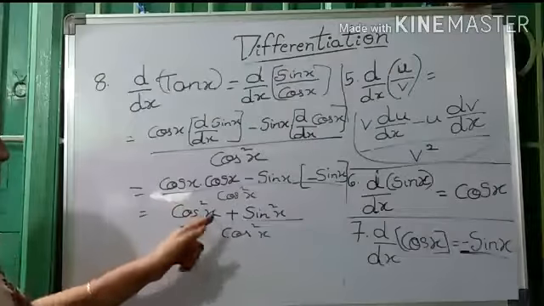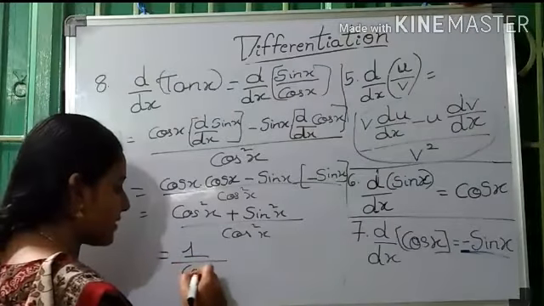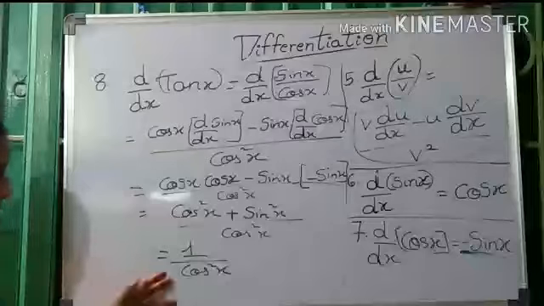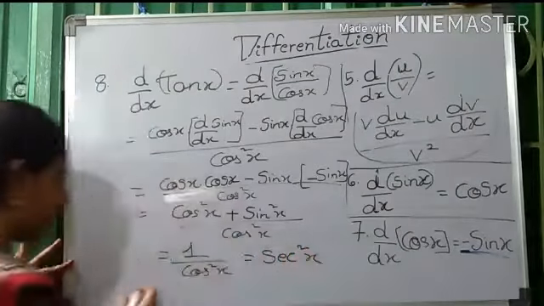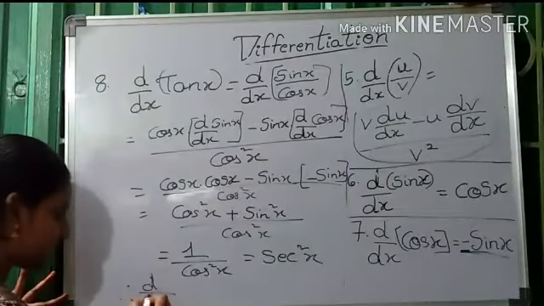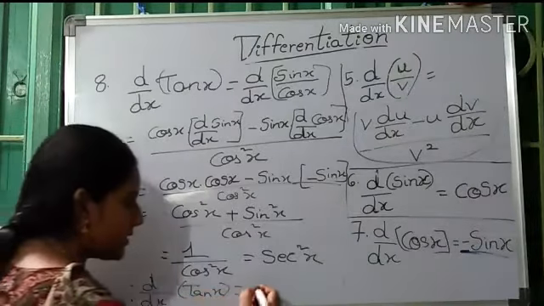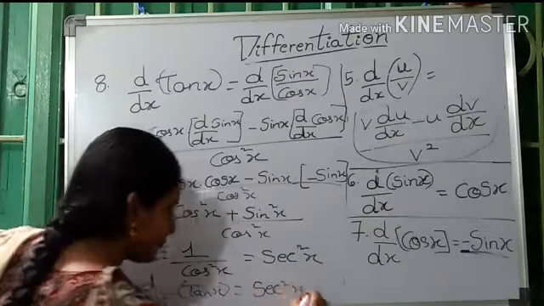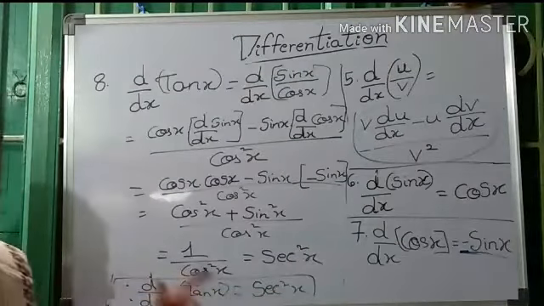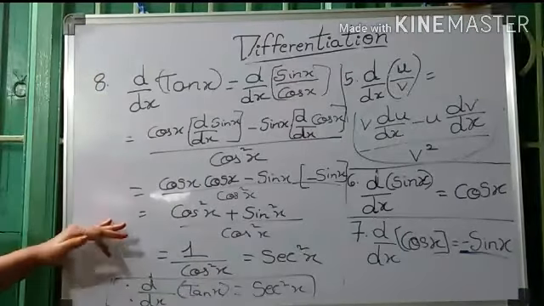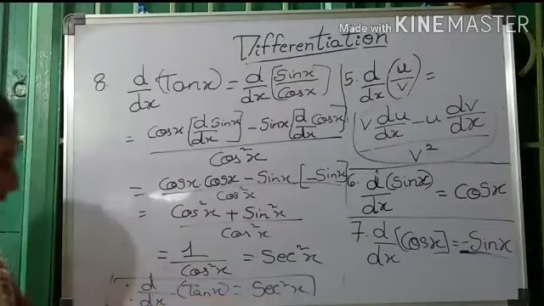We know that cos square x plus sin square x is equal to 1, that is 1 by cos square x. 1 by cos square x is equal to secant square x. Therefore, d by dx of tan x is equal to secant square x. Remember it as a formula because we cannot derive all these during the exam.